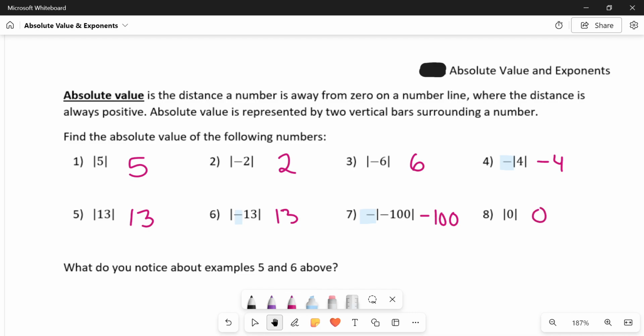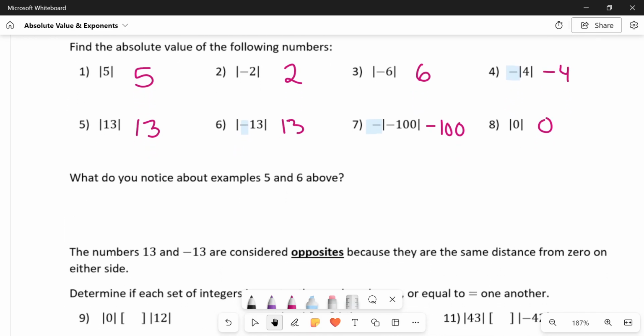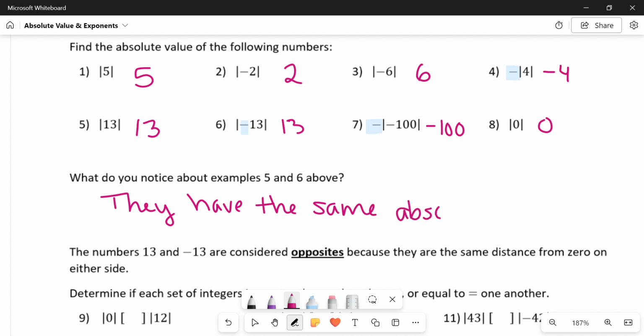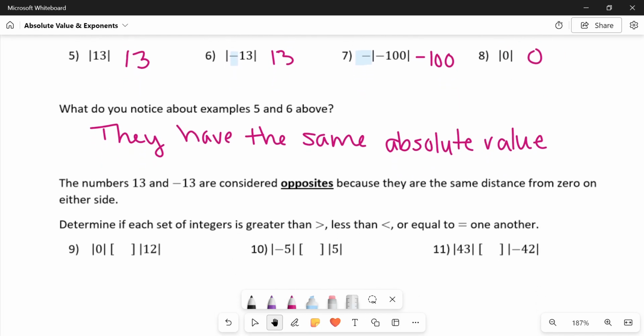What do you notice about 5 and 6 above? Well, if you look at number 5 and 6, they have the same absolute value because they're both 13. Pause if you need to in order to write that down. So the numbers 13 and negative 13 are considered opposites because they're the same distance from 0 on either side.